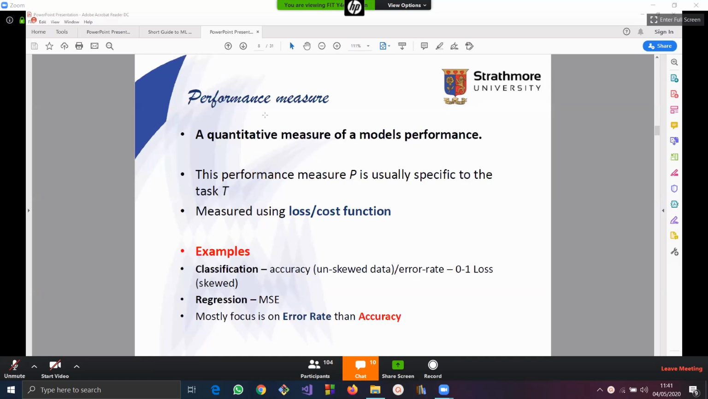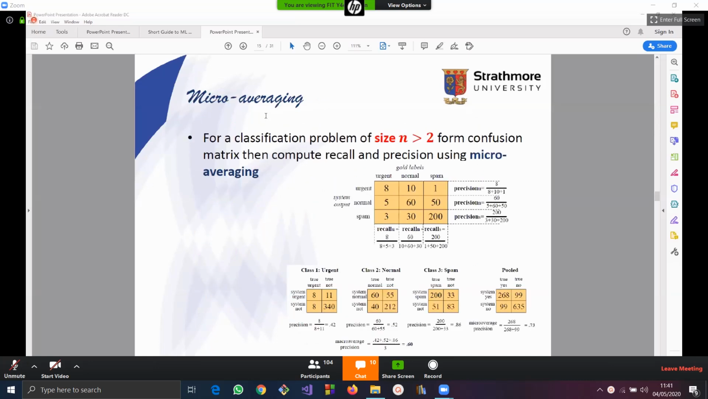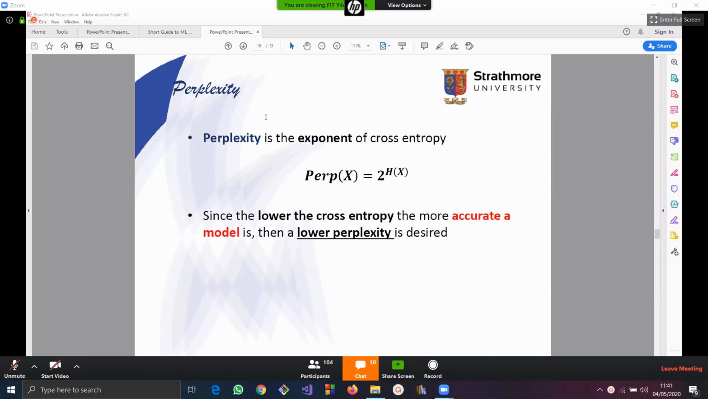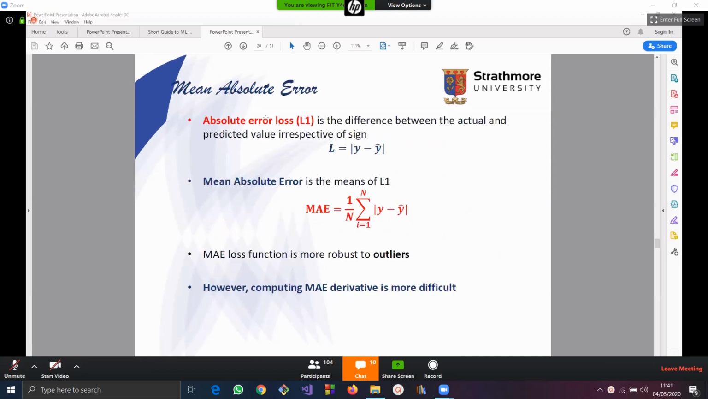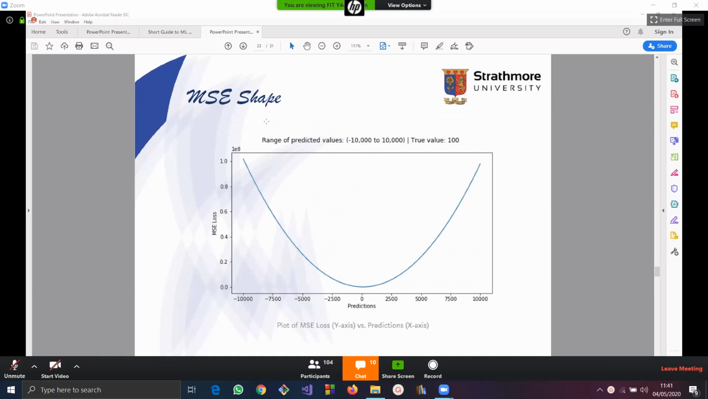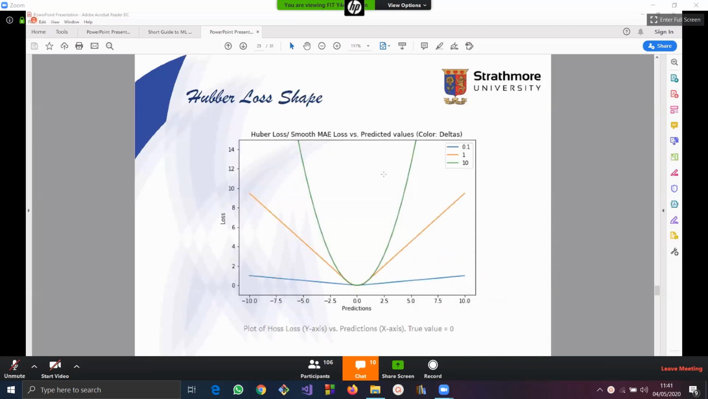And then we calculated F measure, we calculated all these. We talked about entropy, perplexity, mean absolute error, mean squared error, which is very famous. And basically the interest here was the shape of the error curve. So you see the shape, the way it flows. That is one of the most important things. We did these ones. Fine.